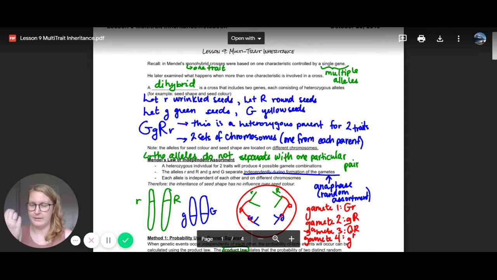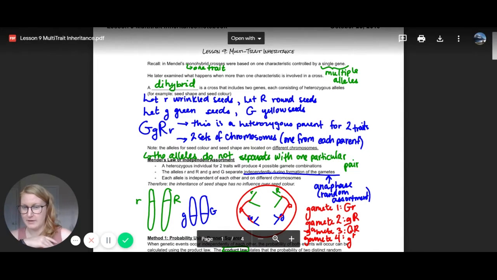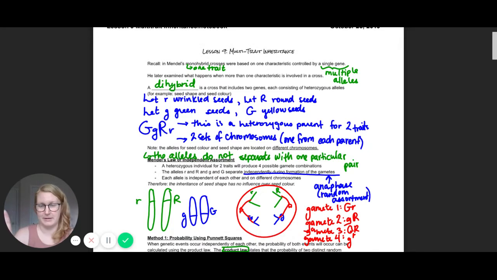Now, really important in this whole concept is this note that I've put at the bottom. We are assuming that these alleles are on different chromosomes and therefore are not related to one another. So what I mean by that is just because you are a wrinkled seed does not mean that you must also be a green seed. Okay, these are totally independent of each other, which I'll explain in just a few minutes.